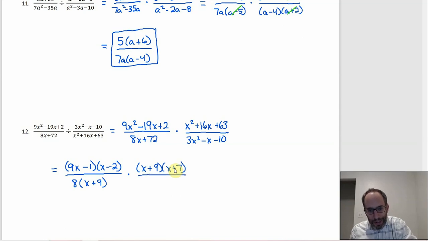But then in the denominator, we've got to have a 3x and an x to get the 3x squared. We know that part. And then what about the minus 10? There are a bunch of different options, right? Like minus 5 and 2, 5 and minus 2. What order do you put them in? Is it 10 and minus 1, or minus 10 and 1? And where do you put them?